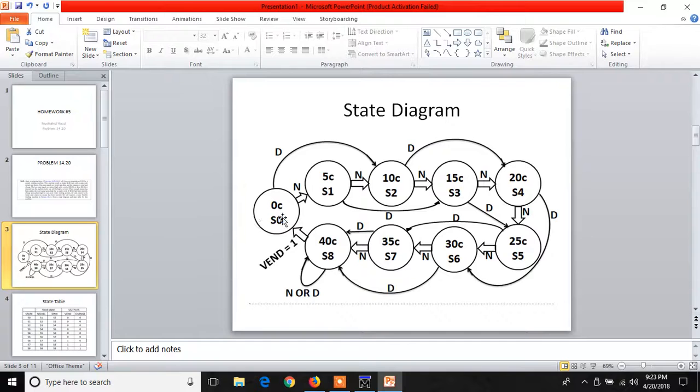It all starts in state 0 with 0 cents, and when a nickel is inserted it goes to 5 cents, and then if another one is inserted it goes to 10 cents, and if in state 0 a dime was inserted it goes to 10 cents. And it keeps doing this until we get to 40 cents, and only then if the user wants the item it dispenses it, and after that dispense vend equals 1, and then it goes back to state 0. Otherwise it's going to stay in state 8 until a user selects something.